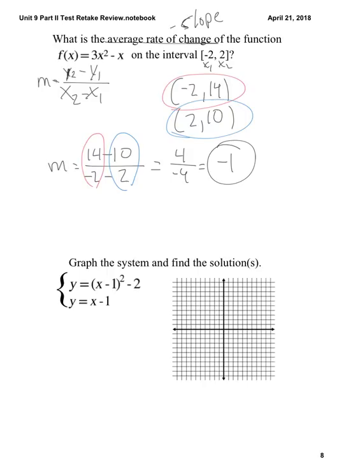For the final part here, graph the system and find the solutions. We have y is equal to x minus 1 quantity squared minus 2. That's a parabola. And we have y is equal to x minus 1. Well, let's graph this guy first. It's the easiest one to graph.